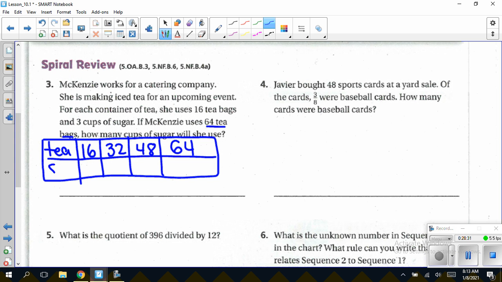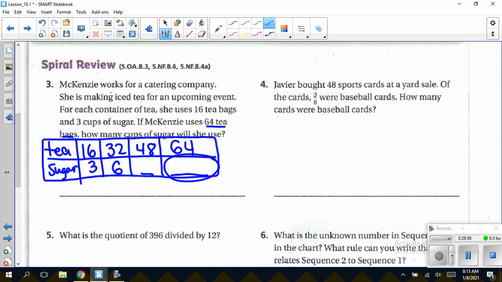And then for the sugar, remember, for 1 container it's 3 cups. So you're just going to continue counting by 3s until you get to this final one. So obviously 3 plus 3 is 6, and then fill in the next, and then this last one is the final answer that you would have to place into Schoology.